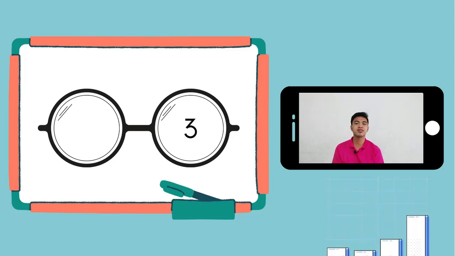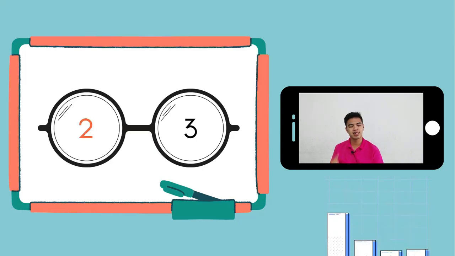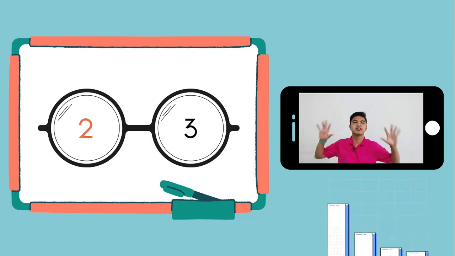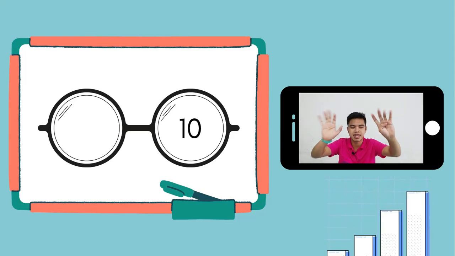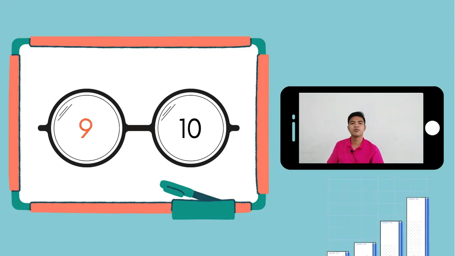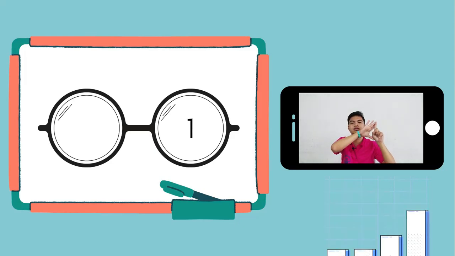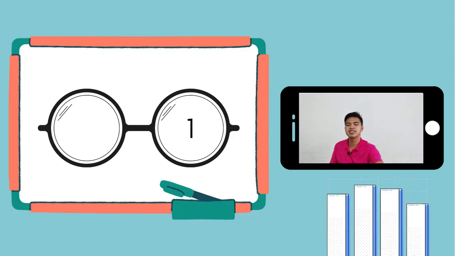And next one we have 3. So 3 minus 1 equals 2. So we're going to write 2 in it. Okay? Next one, 10. So 10 minus 1 equals 9. So we're going to write 9 on it. Next one, 1. 1 minus 1 equals 0. Very good, kids. So we're going to write 0 in it. Okay.